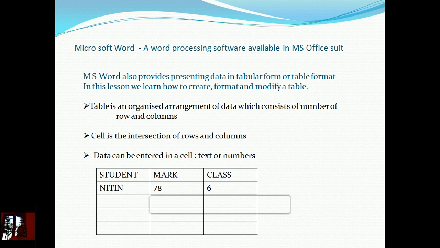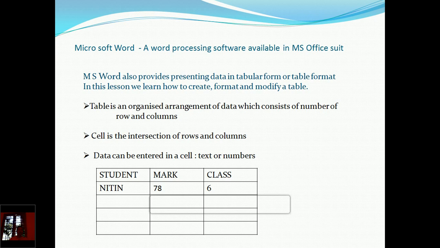So Microsoft Word is the word processing software available in MS Office Suite. We know that usually we use MS Word for typing a paragraph, formatting and printing. Moreover, we can use Microsoft Word for presenting the data in a tabular format. That means we can create a table, and in that table we can enter the data. So Microsoft Word also provides presenting data in a tabular form or a table format.